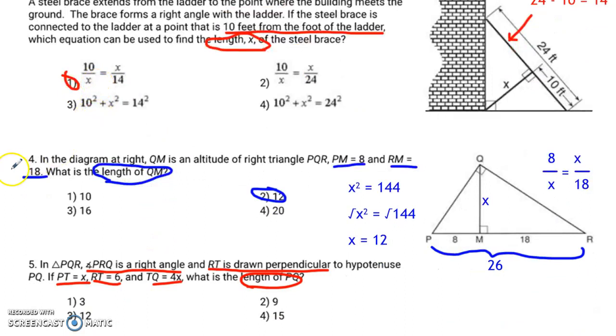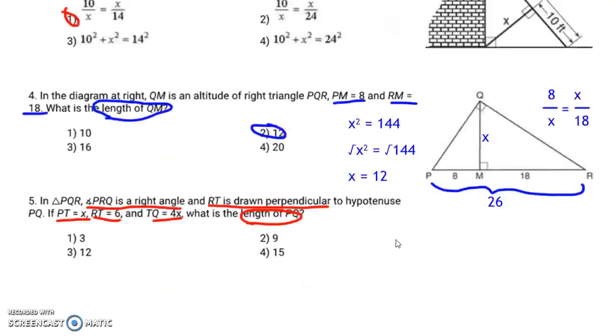Fairly straightforward. Question number 4 asked you to set up the proportion, which I did here, and then solve. You should notice that sometimes you'll get an x squared equals some number. We have to square root both sides. In this case, it was a perfect square. In some other cases, we would have to simplify the radical. And in extreme cases, we would have to set up a quadratic equation and solve for x by factoring.